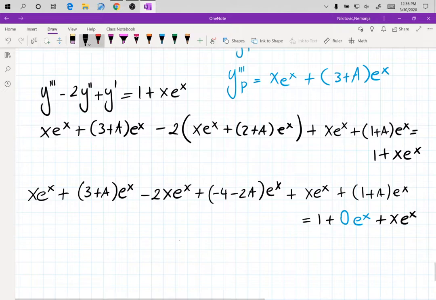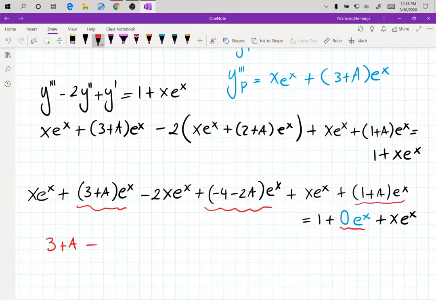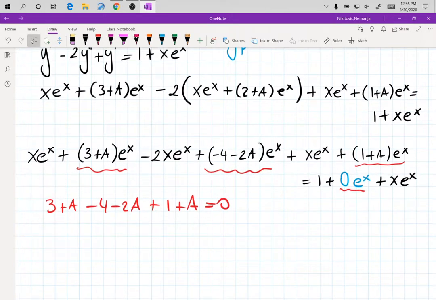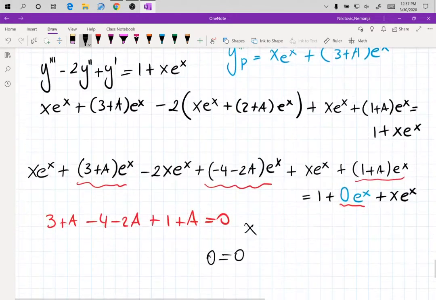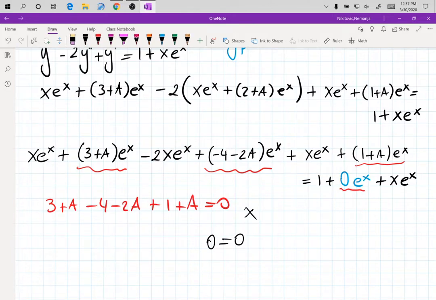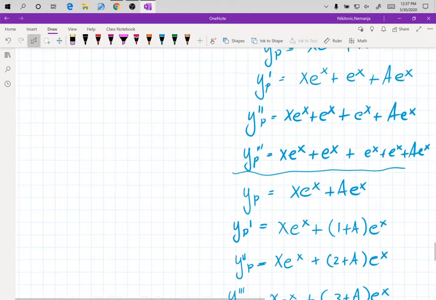When I plug all of these, see this term, and this term, and this term, they all have a and e to the x, right? So I have 3 plus a minus 4 minus 2a plus 1 plus a equals 0. Because all of the e to the x, you just factor them on both sides and cancel them, and they're done. So 3 minus 1 plus 1 is 0. These all end up being 0. 0 equals 0. What the hell just happened? Oh, great. That means duplicated term, right? This problem is going to take a year.